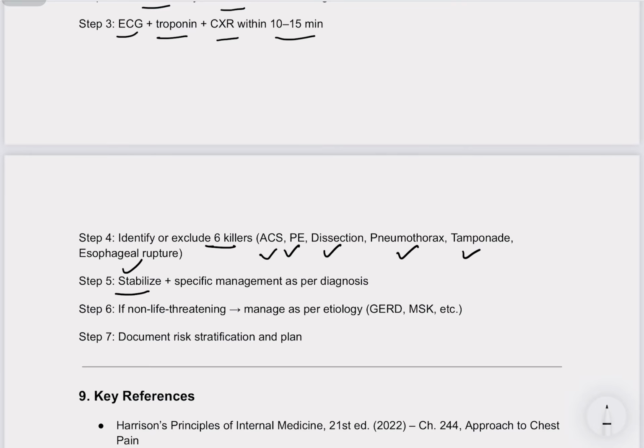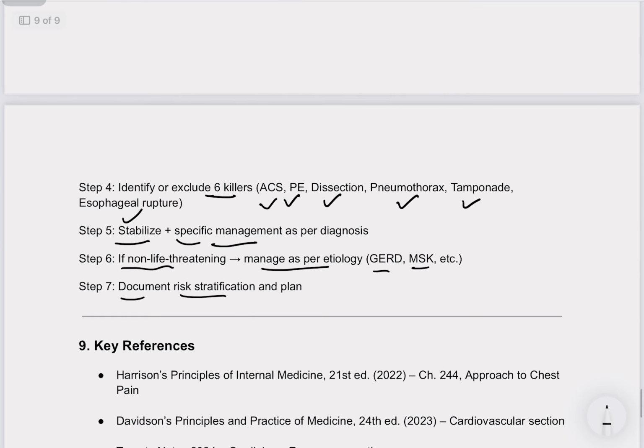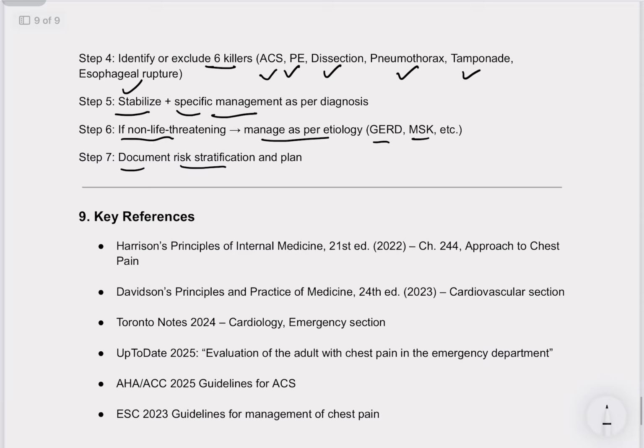After that, identify and exclude the six killers: acute coronary syndrome, pulmonary embolism, dissection, pneumothorax, tamponade, and esophageal rupture. We have to stabilize the patient and give specific management. If no life-threatening causes, manage as per etiology like GERD or musculoskeletal pain. Then document and risk stratify, and after risk stratification only can you discharge the patient or send to ward or ICU.